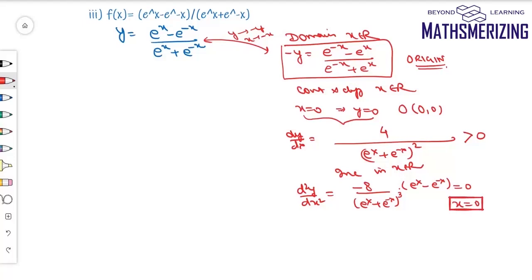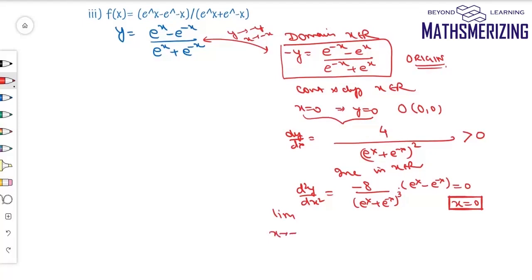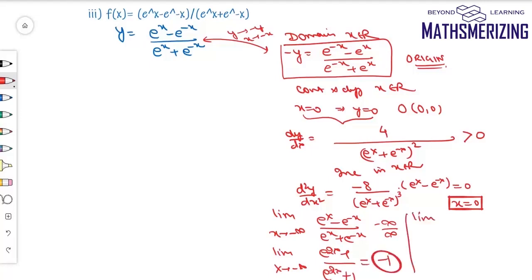Now I'll find the limiting points. Limit x tends to minus infinity. First I'll identify the form, and the form is infinity upon infinity, basically minus infinity upon infinity. Now if I divide by e to the power minus x, I'll get limit x tends to minus infinity of (e to the power 2x minus 1) upon (e to the power 2x plus 1). So the answer to this limit will be minus 1. In the same way, if I find the limit at plus infinity, the form is infinity upon infinity. If I solve it, I'll get this limit as plus 1.